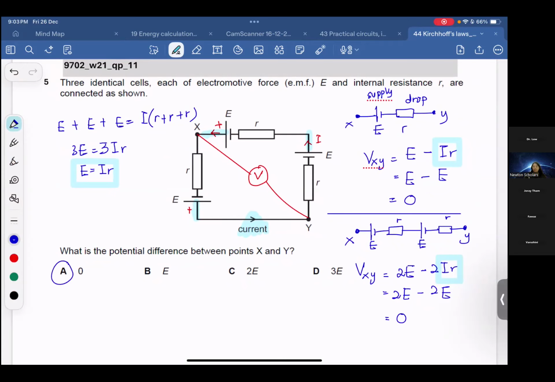The answer should be A. No matter whether you use the upper path to calculate the potential difference across X and Y, or the bottom path, at the end you will get the same answer. Okay, is that clear? No matter which side you use to solve your problem, you will get the same answer. Okay, Fawa, okay, how about the others?